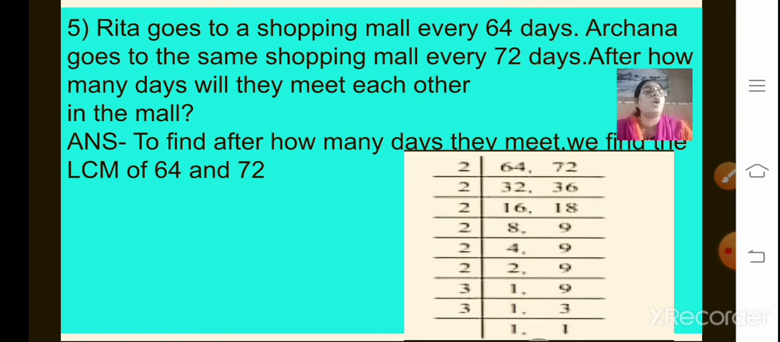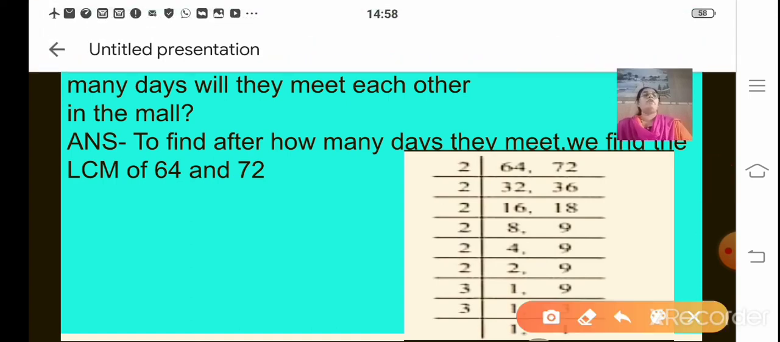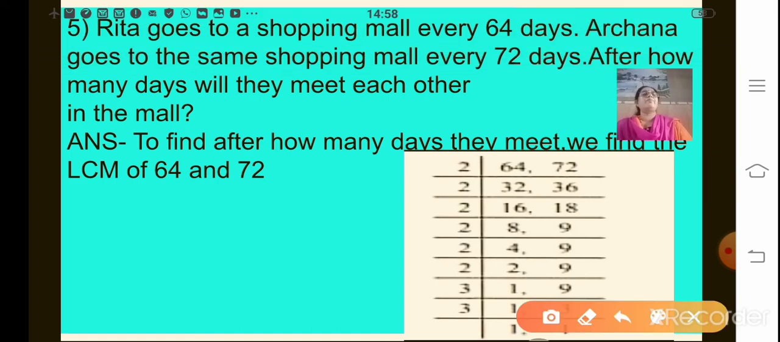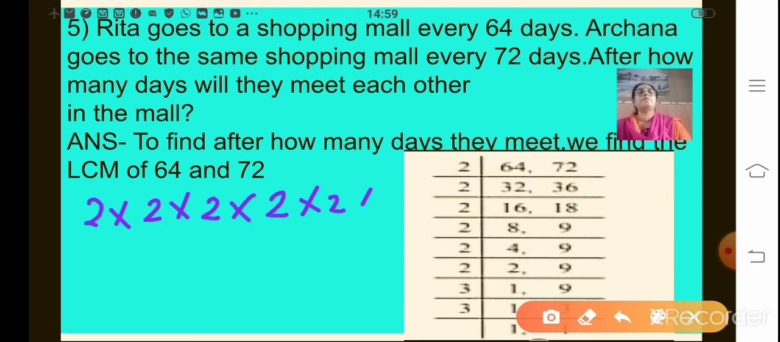Now to find how many days they will meet, we have to find the LCM of 64 and 72. When we find the LCM of 64 and 72, according to the division method, 2 into 2 into 2 into 2 into 2, that is 2 is multiplied 6 times, and then 3 into 3, that is 9.